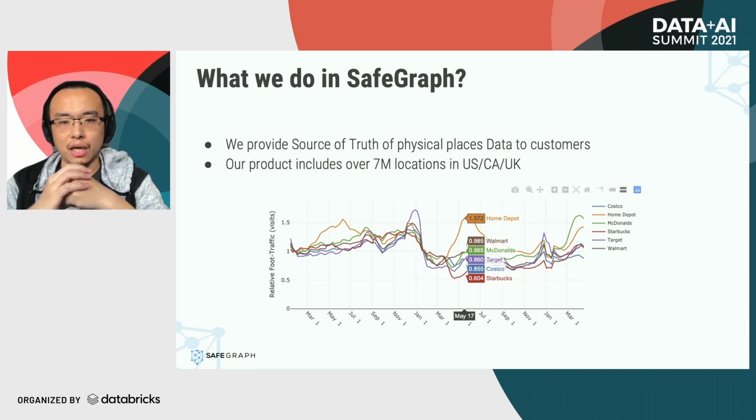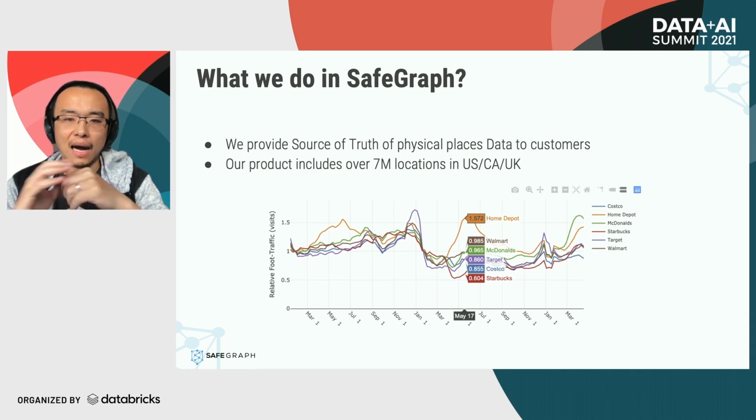On this page, I'm showing an example of the relative visit counts of different brands over the last 2 years. You can clearly observe that due to COVID-19, the visit counts dropped significantly for all the brands last March. And then as time went by, for example when the vaccine became available, the visit numbers went back to the normal level.